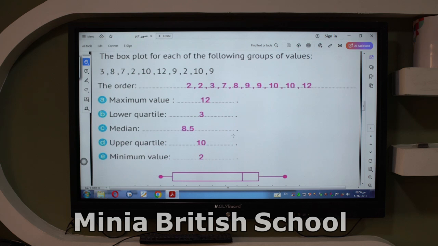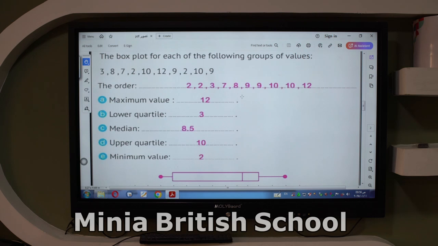Okay, step number 1, I need to find the median. Cancel 2 with 12, cancel 10 with 2, 3 with 10, and 7 with 9. I have 2 values, 8 and 9. To find the median from 2 values, 8 plus 9 divided by 2. 8 plus 9, 17, divided by 2 equals 8.5. Then I have finished with the median.